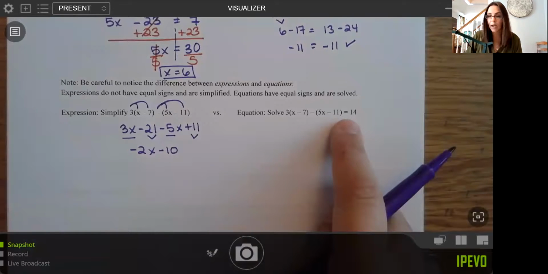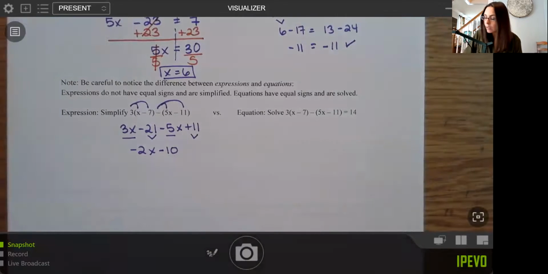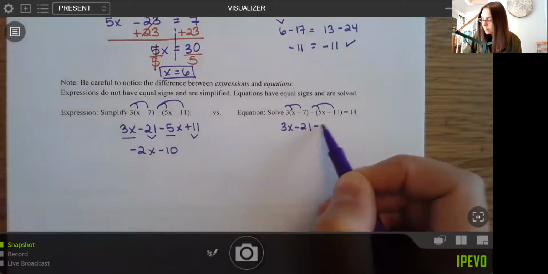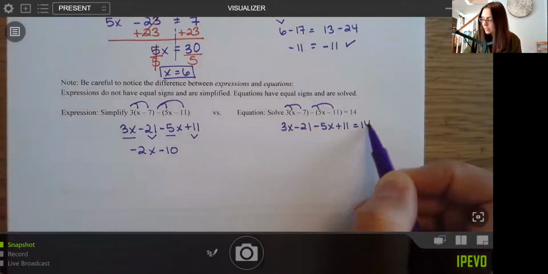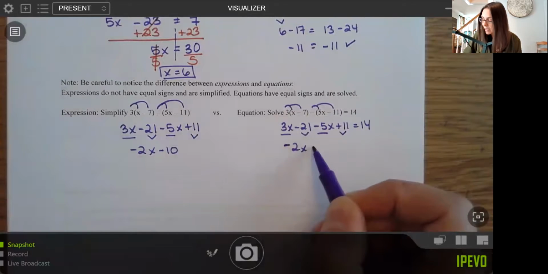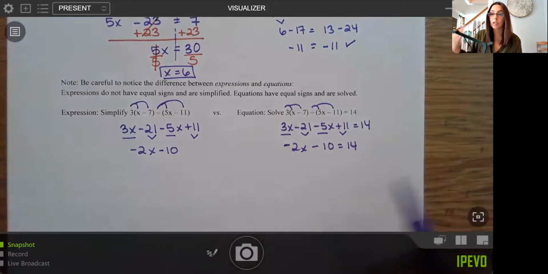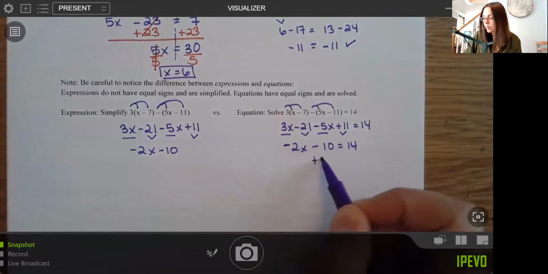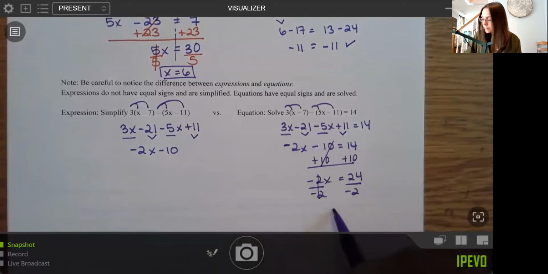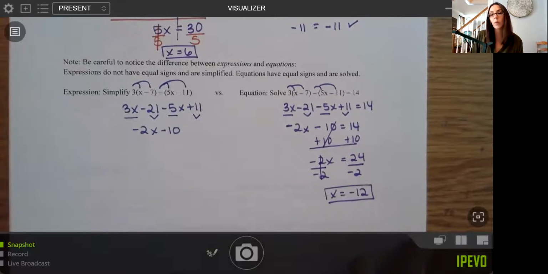So with expressions, we're typically just simplifying. With an equation, you have an equal sign. So now you're actually solving. Notice that we still end up starting the same way here. I'm still going to simplify on the left side. So I have that negative 2x and the negative 10. But now I'm going to take it further and actually solve. So now I would go ahead and add 10 to both sides and divide by negative 2. Okay. So you just want to be a little bit careful. A lot of times we use those words interchangeably, but we shouldn't. Expressions and equations are different things.